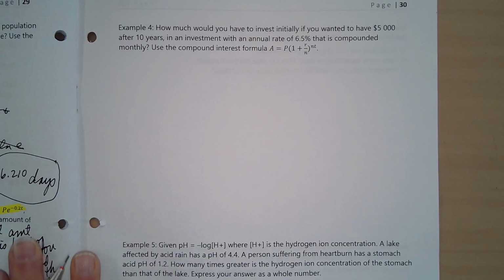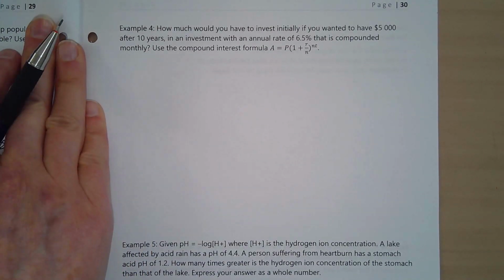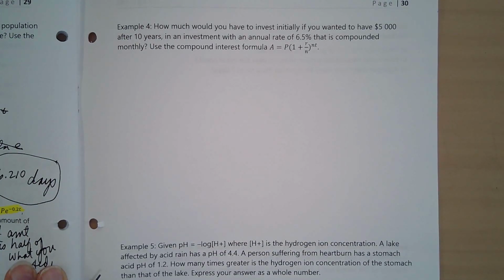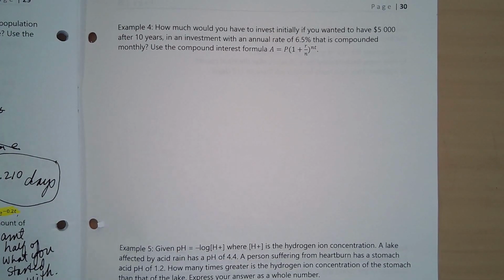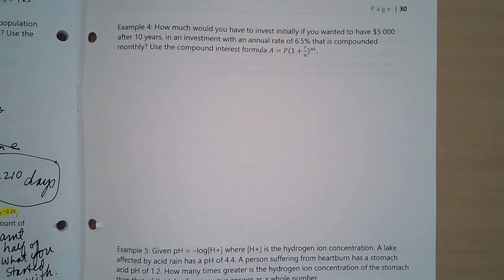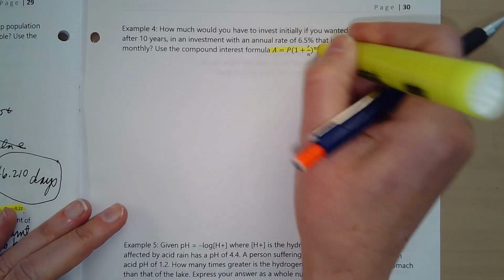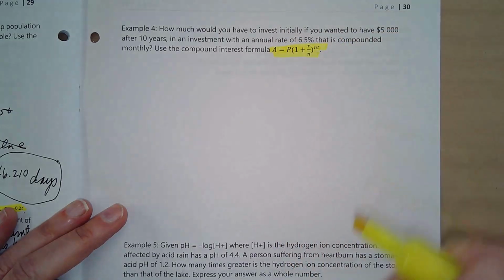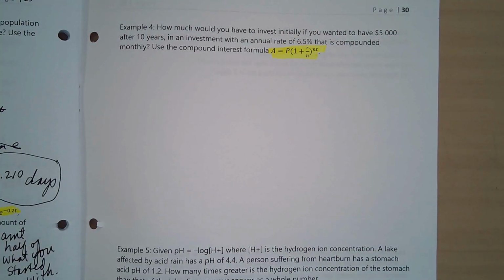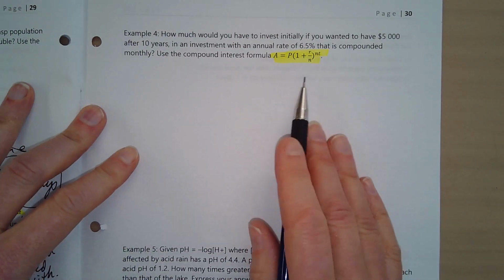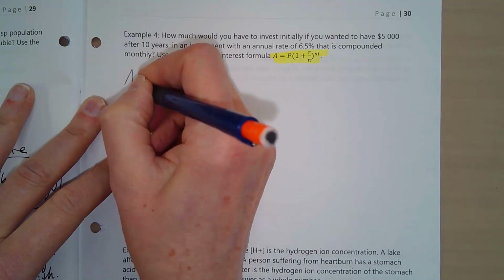So how much would you have to invest initially if you want to have $5,000 after 10 years in an investment with an annual rate of 6.5% compounded monthly? Use the compound interest formula. So we saw this at the very beginning of this unit. I think assignment 1 referred to compound interest. You will be given it in your test and on the exam, but you have to know what all these mean, right? So what are all the variables we have?